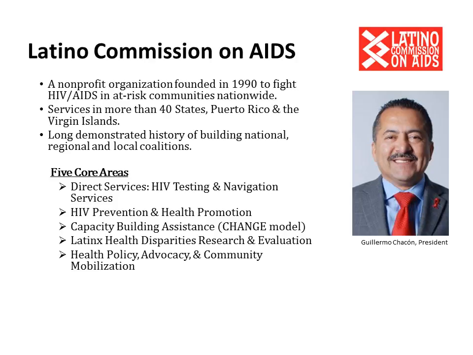to fight HIV and AIDS in at-risk communities nationwide, and our services are provided throughout 40 states, Puerto Rico, and the Virgin Islands. We have a long demonstrated history of building national, regional, and local coalitions, and our 5 core service areas include direct services, HIV prevention and health promotion, capacity building assistance, or CEBA, using our change model, health disparities using research and evaluation methods, and health policy advocacy and community mobilization.